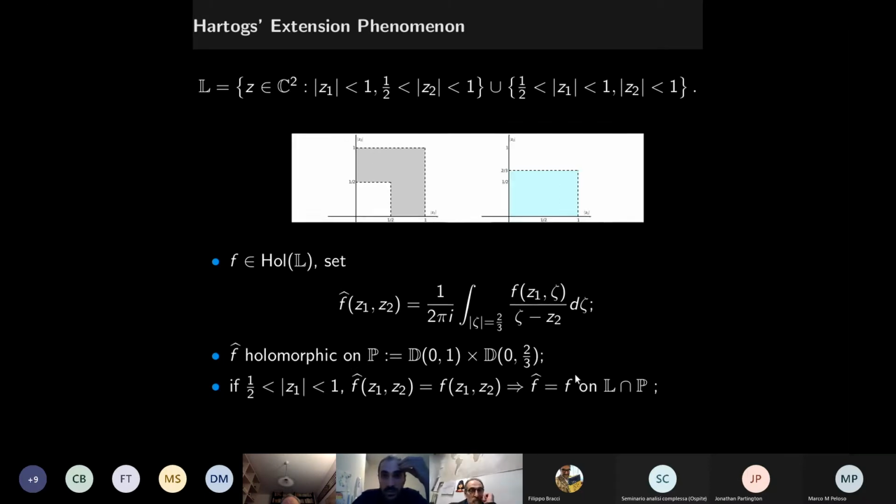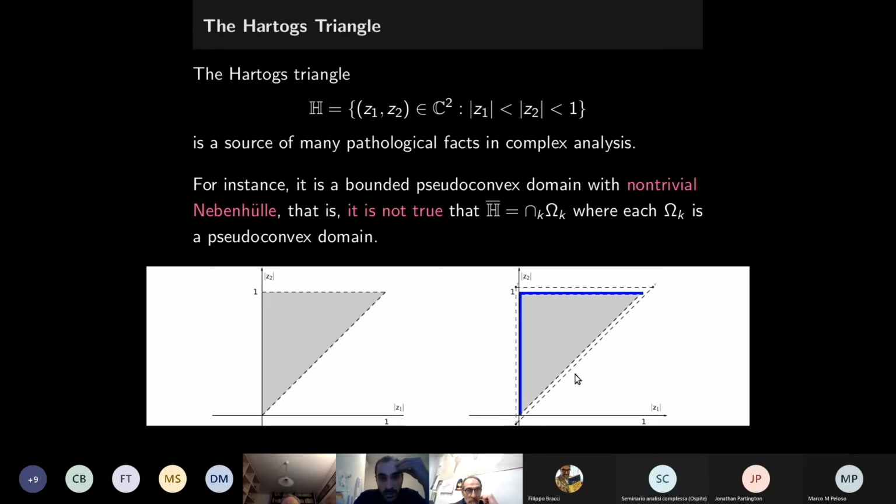So what about the triangle? This means that if we consider a pseudo-convex domain that contains the closure of the Hartogs triangle, then this pseudo-convex domain contains an L-shaped domain like this, and so we can extend functions to the whole polydisk. So any pseudo-convex domain containing the closure of the Hartogs triangle has to contain as well the whole polydisk D(0,1) times D(0,1). So we cannot achieve anything like this. With this, I mean that the Hartogs triangle is an example of what I call pathological behavior or pathological effects.